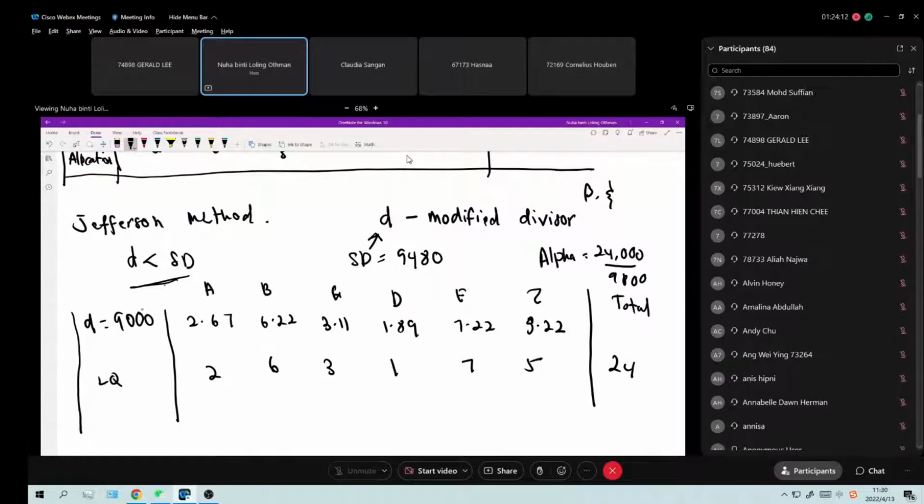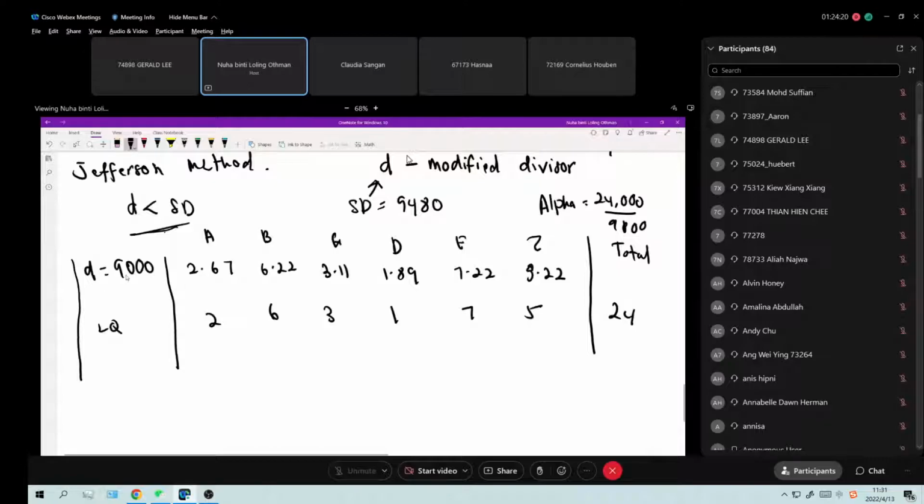You know that the seat is 25. What happened to this number means that the modified quota that you choose, D, is incorrect. So you need to guess again. So you try again. This is where people don't like it. I also don't like it, because you need to guess and guess until you get the correct one.